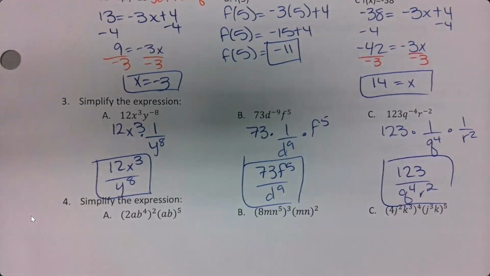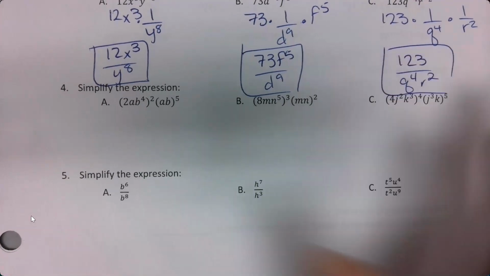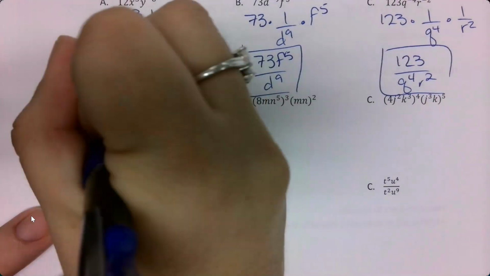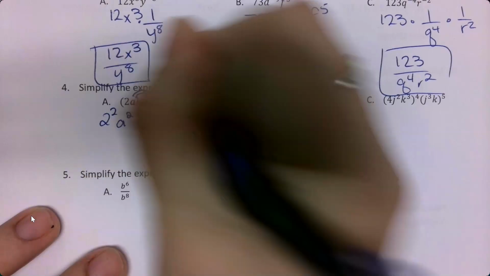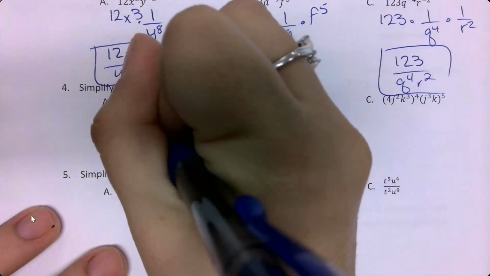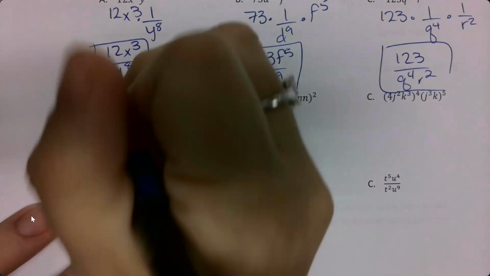Okay. Number 4, again, wants me to simplify my expressions, but this time I have to use my power rule. So I want to distribute my exponent in. So everything in this first one is going to get an exponent of 2, so it's going to be 2 squared, a squared, and then for the b, I multiply, so 4 times 2 is 8. And then the next one I get a to the 5th, b to the 5th, because they each get that exponent of 5. 2 squared is 4.